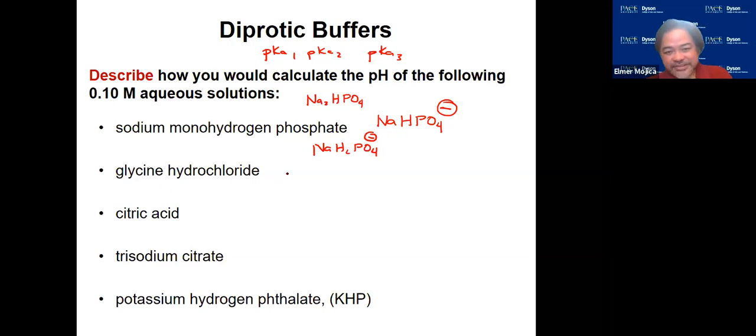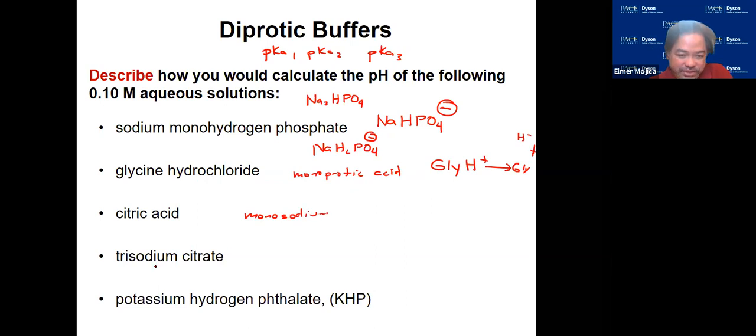Glycine hydrochloride, so it is just like a monoprotic acid. So you just have a glycine here and an H+. So when it dissociates in water, it will give you glycine and H+. So this is just a monoprotic acid calculation, and the same thing with this one. But this one, trisodium citrate. So what does this mean?